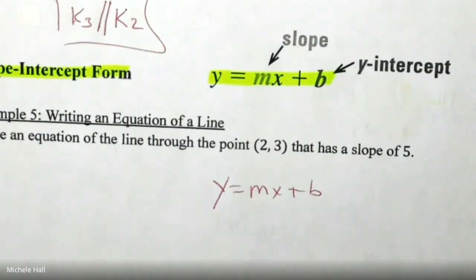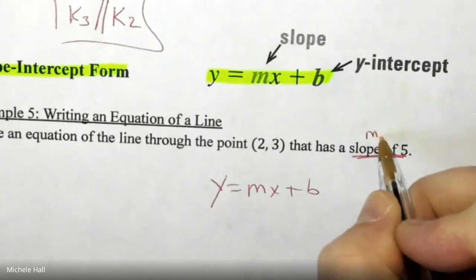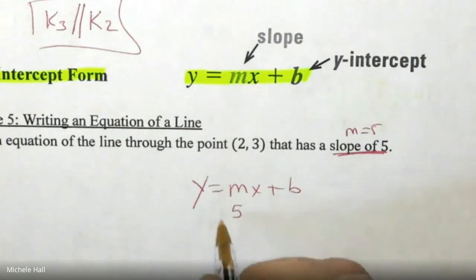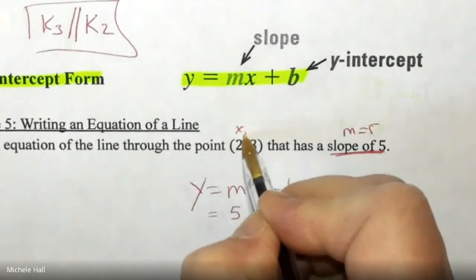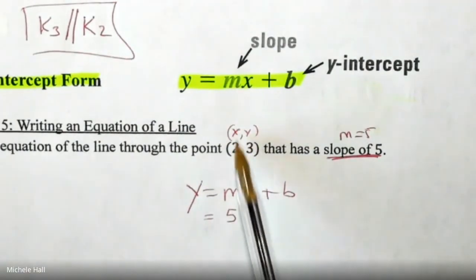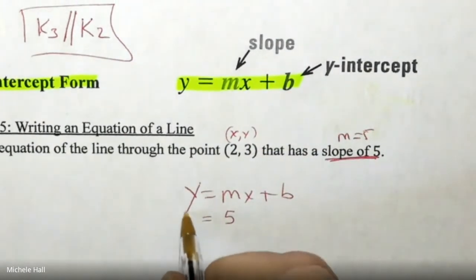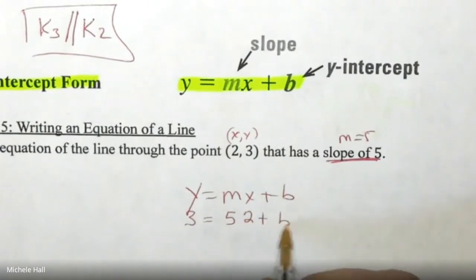Where can I put something? Very, very good. So if it says slope, this means that m equals 5. So I'm putting a 5 right here for m. I'm substituting in my m. What else do we know? We know that this is an x, y coordinate. That means that x is 2 and y is 3. So we're going to substitute those in. Y is 3, and then x is 2, and I have plus b.